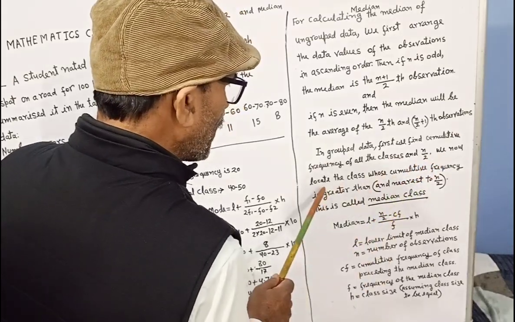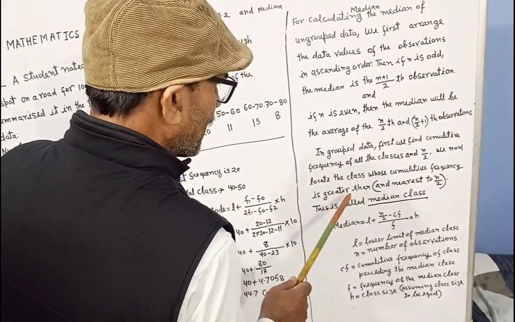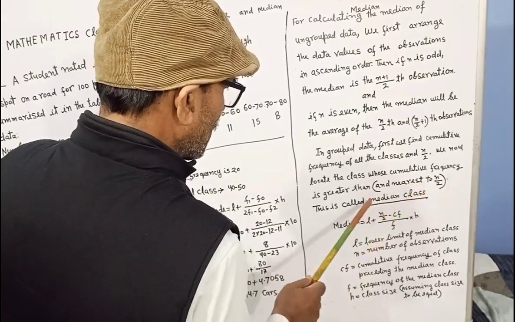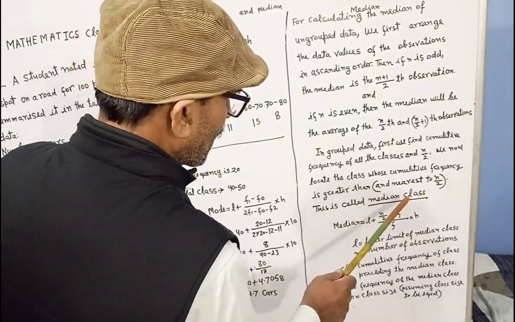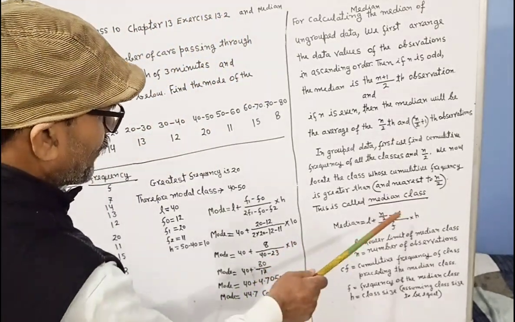We now locate the class whose cumulative frequency is greater than, in brackets, and nearest to n by 2. This is called median class. Median is equal to L plus n by 2 minus CF upon F into H.